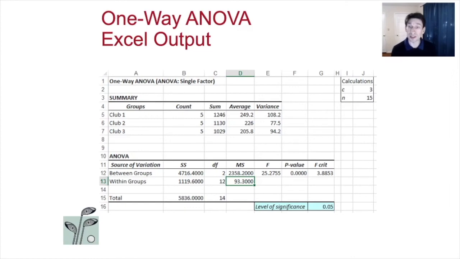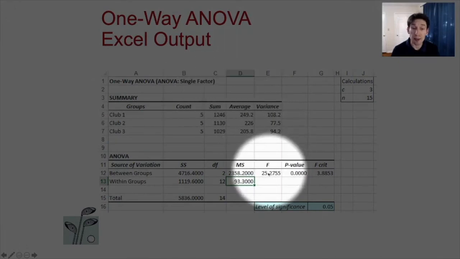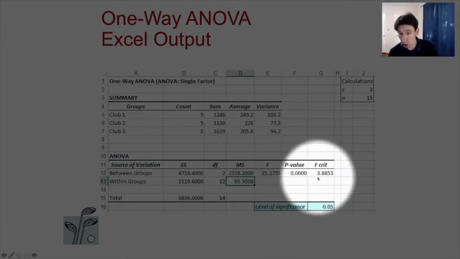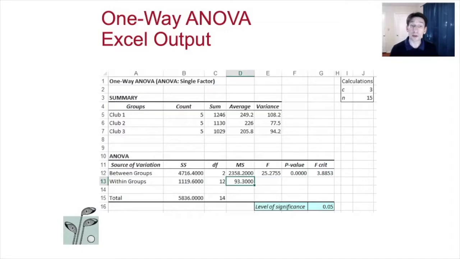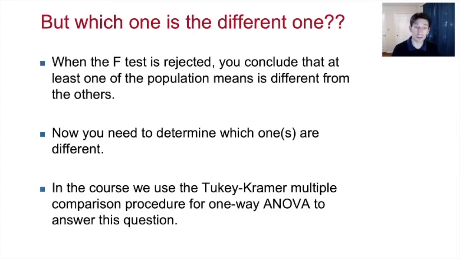This is what this ANOVA would look like in Excel. You don't see the data, but you see that the calculations are the same and the F-stat obtained is the same, as is the critical value. So if you did this in Excel instead of by hand, you would reach the same conclusion.